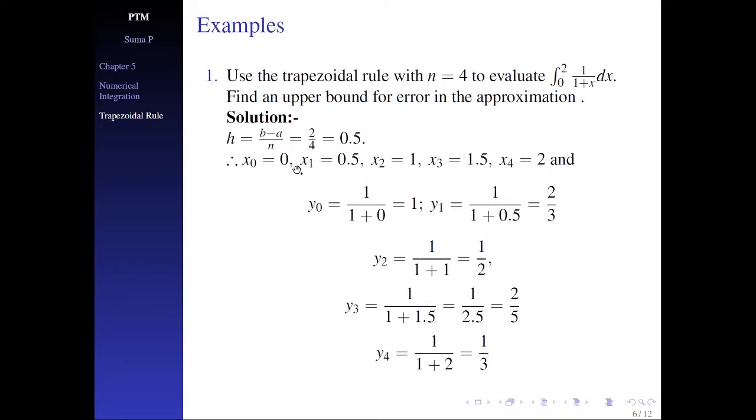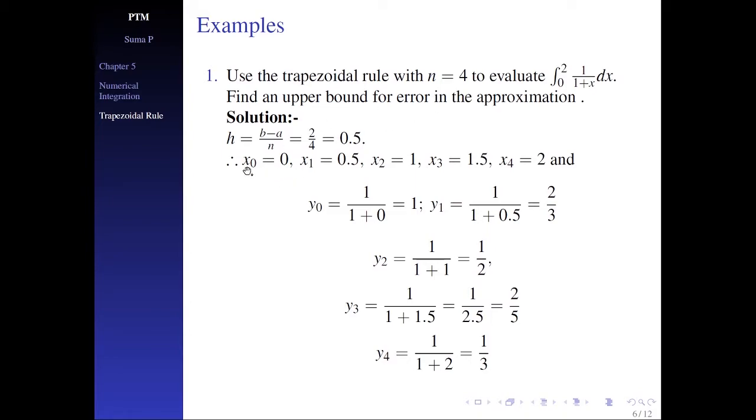We have to divide the interval 0 to 2 into 4 equal parts. That is the meaning of n equal to 4. So each interval will be of width 0.5; that is h. h is equal to 0.5. So first of all, we find x0, x1, x2, x3, x4 and the corresponding values of y.